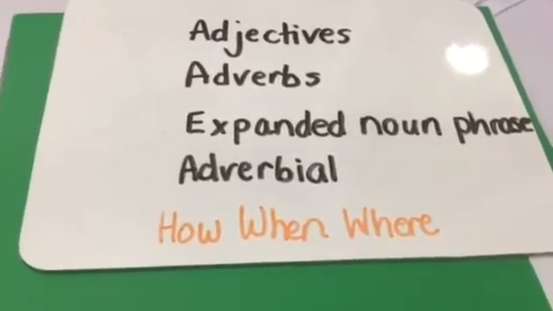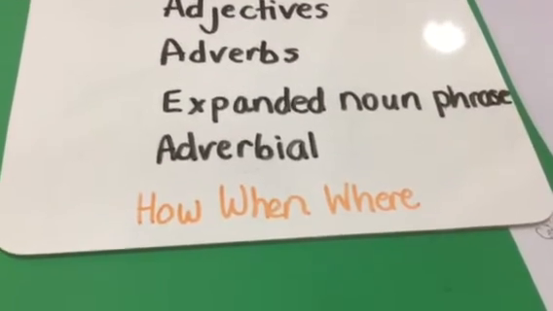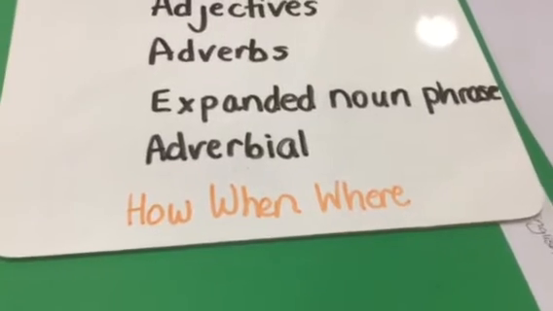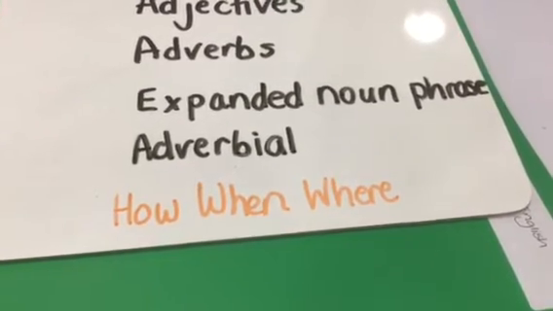We can put adverbials at the starts of sentences, fronted adverbials. We can put adverbials in the middle of sentences or at the end. But what they do is they bring out and add detail to how, when or where the verb is taking place. So I'm just going to flip the board and give you just a couple of examples of that.